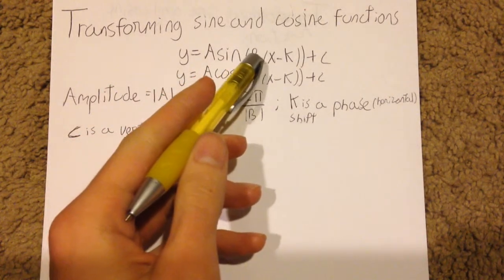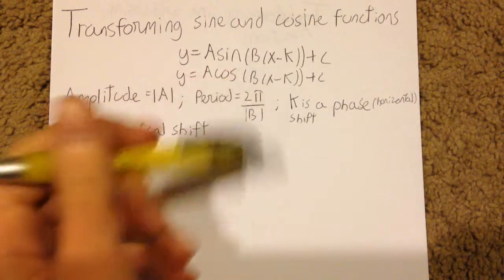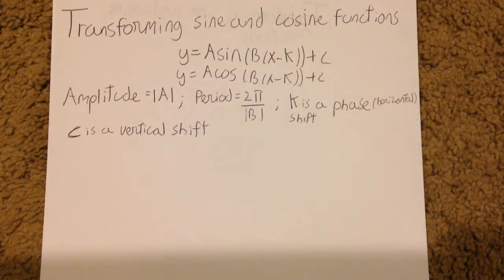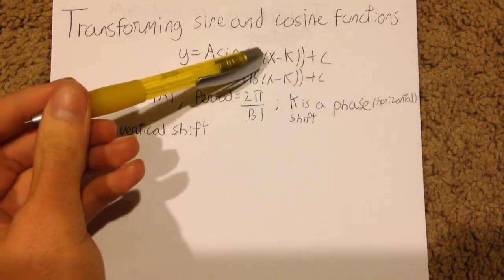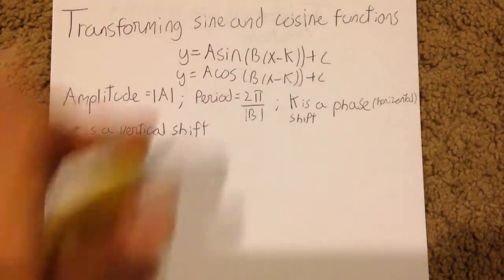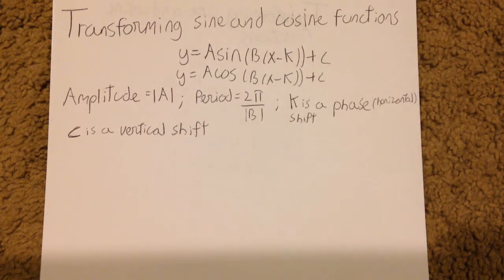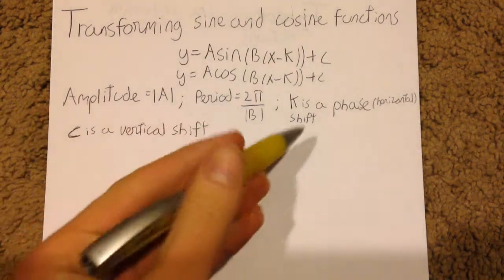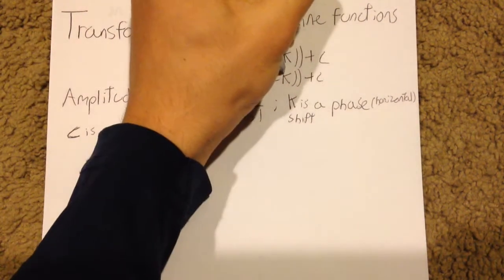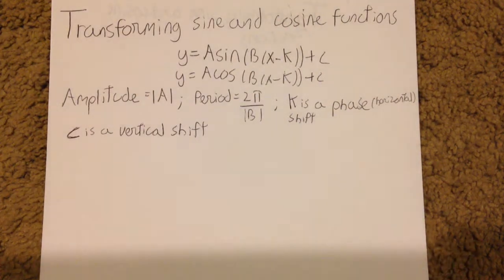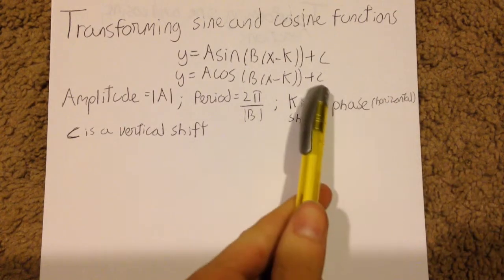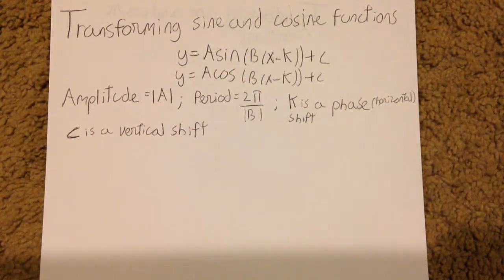The second number right here, b, is going to be used to find the period. If you remember, the normal period of a sine or cosine function is 2 pi. So we're going to divide by this number b to find what the period is going to be when we graph it. k is just a horizontal shift. You may also hear a phase shift. And finally, c is a vertical shift.